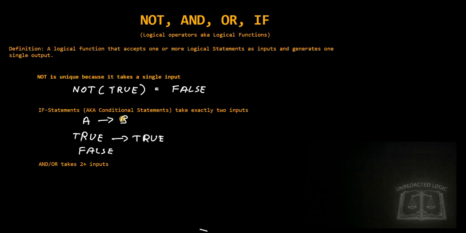And an or, we'll just do one of them. Let's say true or true. That would be equal to true. So or is a logical function. It takes two or more inputs, and it evaluates to true if at least one of the inputs is true. The only way or is false is if they're all false.